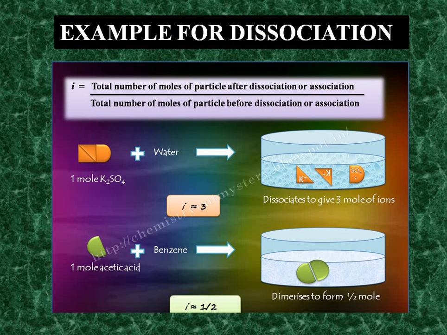For example, when 1 mole of K2SO4 is put in water, it dissociates and divides into three parts, so i will be 3. When 1 mole of acetic acid is put in benzene, it combines with another molecule of acetic acid and gets associated. So from 2 we get 1. So 1 by 2 is the Van 't Hoff factor i for association.